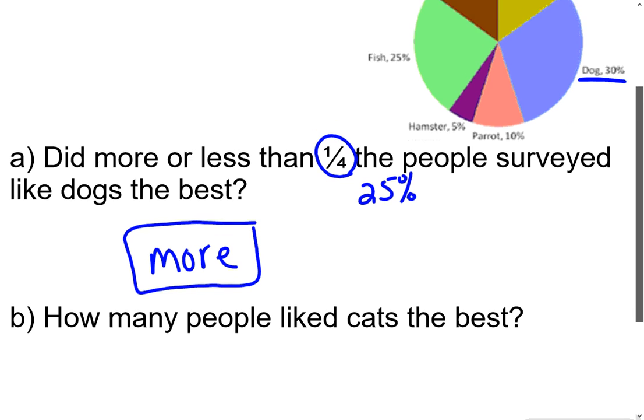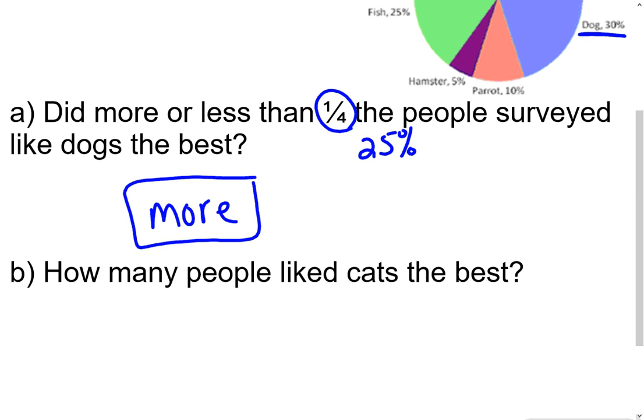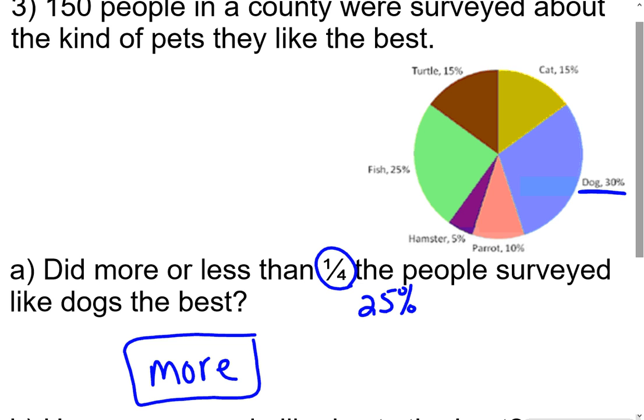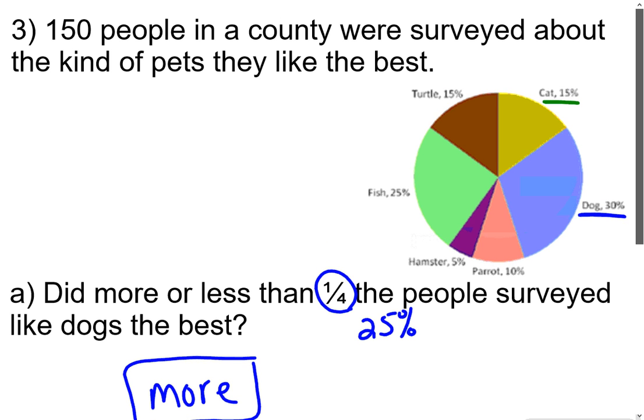Now, my next question asks, how many people liked cats the best? Now, notice it says, how many? How many people? So I want to know, did 10 people like? Did 20 people? I don't want to know the percent. I want to know how many. Well, I look at my cats up here, and cats are at 15%. 15% of what? Well, remember, there were 150 people surveyed. So we've got to use this 15% and the 150 people to figure out how many actually liked cats.